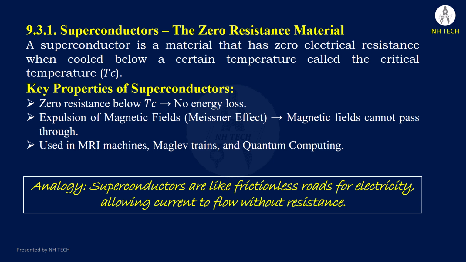Because of this, superconductors are used in MRI machines, maglev trains, and are being explored for use in quantum computing and efficient power systems. Most superconductors require extremely low temperatures to function, which limits their everyday use. However, scientists are working to discover materials that work at higher temperatures to make this technology more practical.